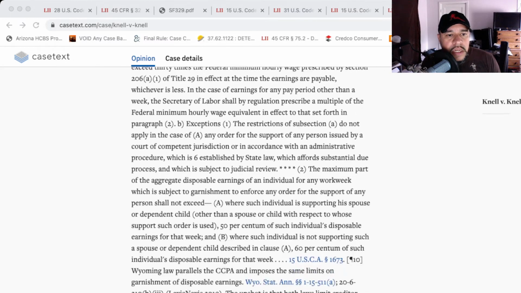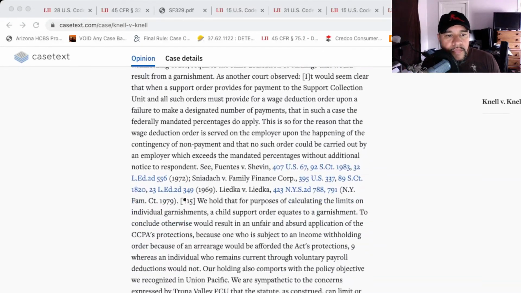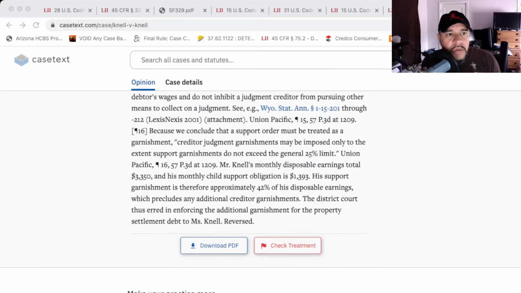Now, let's get down to the ruling. All right? Right here. Because we conclude that a support order must be treated as a garnishment, this Supreme Court law ruling is appellate review, because there's Supreme Court law which can be overturned in appellate. Appellate is when a matter had already been discussed and it was looked over again in appeals.